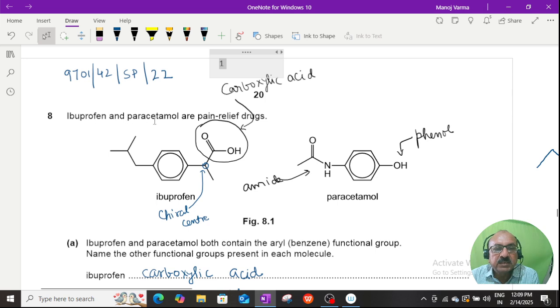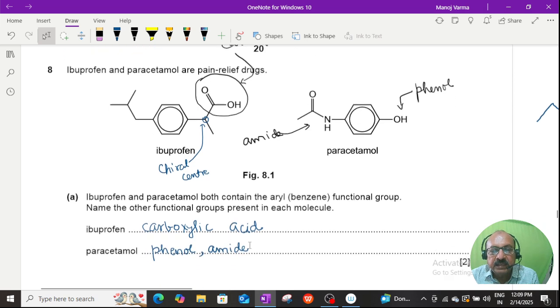Ibuprofen and paracetamol are pain relief drugs. Ibuprofen and paracetamol both contain the aryl benzene functional group. Name the other functional groups present in each molecule.